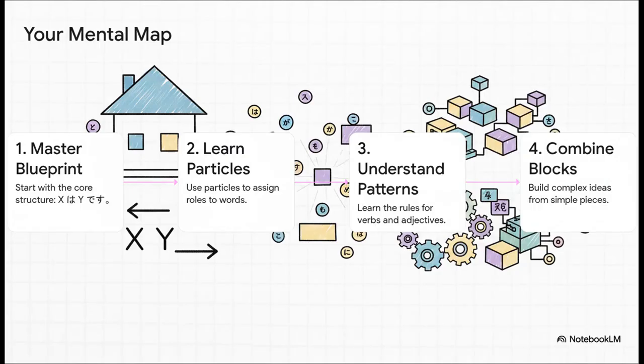So here's your mental map. First, you master that core X is Y blueprint. Then, you get comfortable using particles to assign jobs to your words. After that, you learn the predictable patterns for verbs and adjectives, and then you just start combining those simple blocks to build bigger and more interesting ideas.